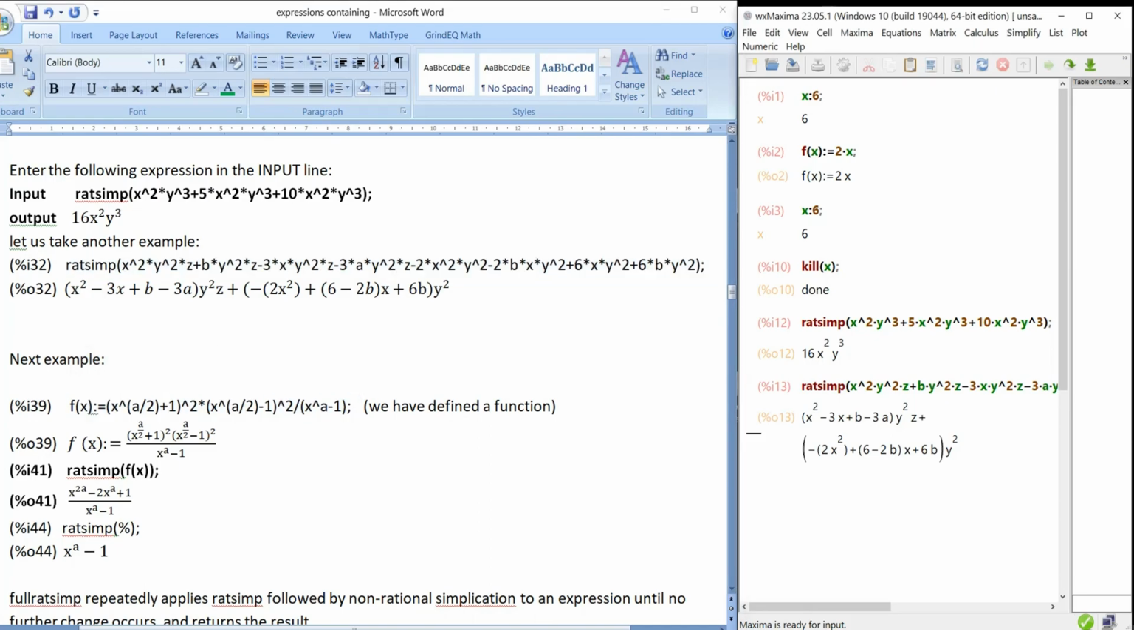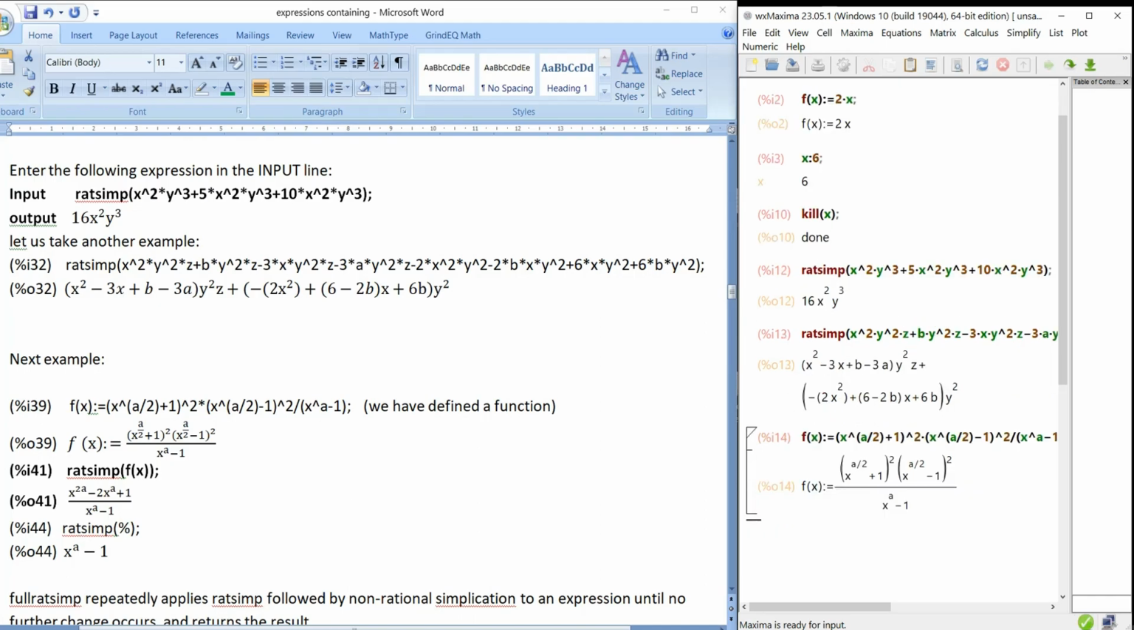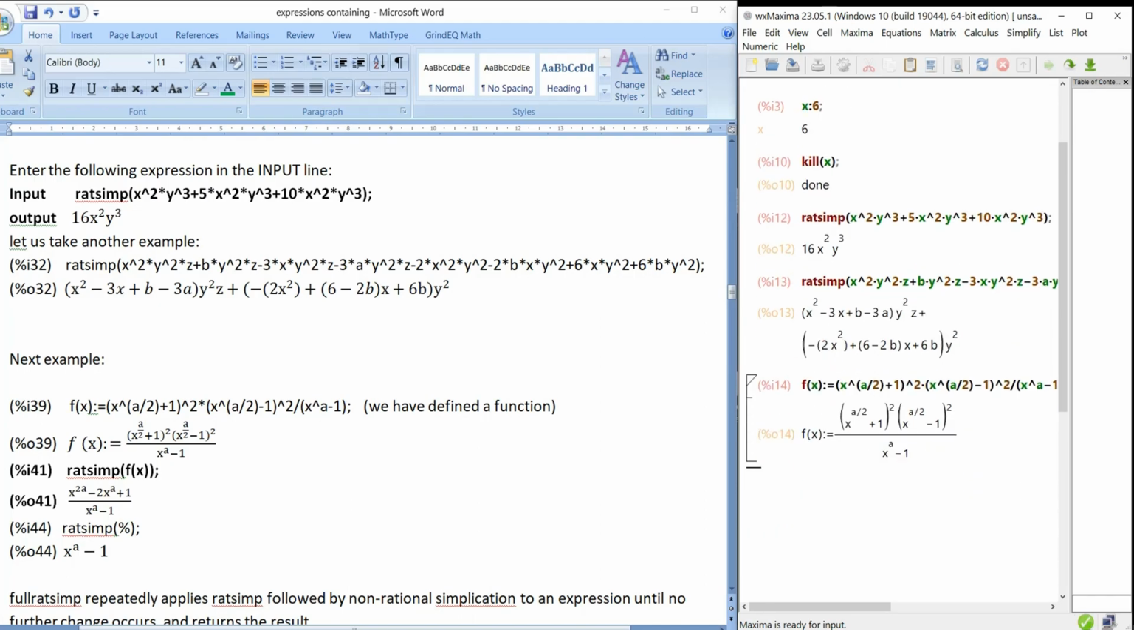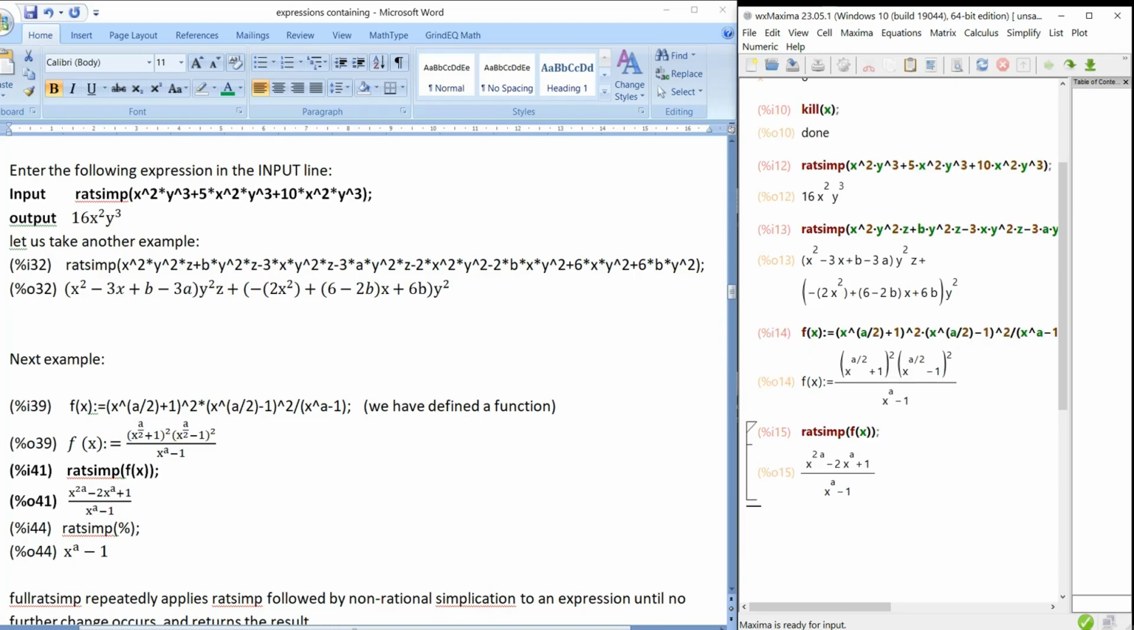Suppose we take this example. We have defined a function f(x) like this. Shift enter. You can see f(x) has been assigned this value. This is the value assigned to function f. Now we apply ratsimp. We apply this command, ratsimp(f(x)). Shift enter. This is the expression. Okay, this has been processed by the ratsimp function.